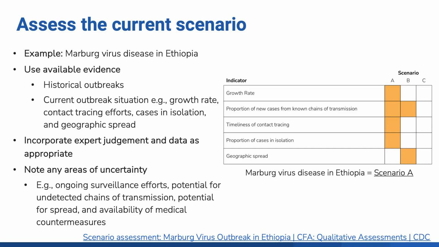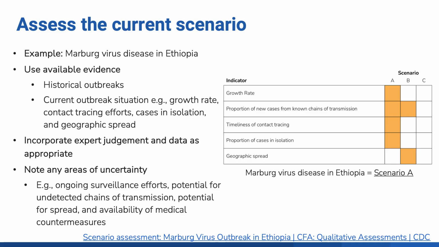In the previous video, we introduced scenario assessments as another qualitative method. Let's look at an example of how this indicator table applied to a scenario assessment conducted in late 2025 in response to the Marburg virus outbreak in Ethiopia. Initial drafting of scenarios and the indicator table relied on past viral hemorrhagic fever scenario assessments and historical outbreaks as a baseline for what scenarios could potentially occur in this outbreak.